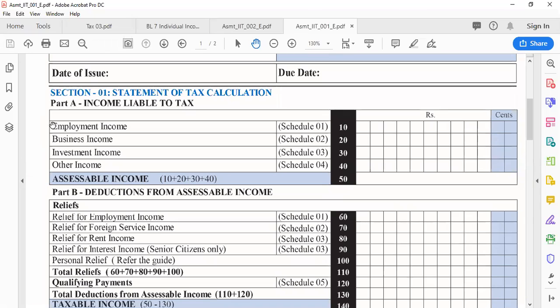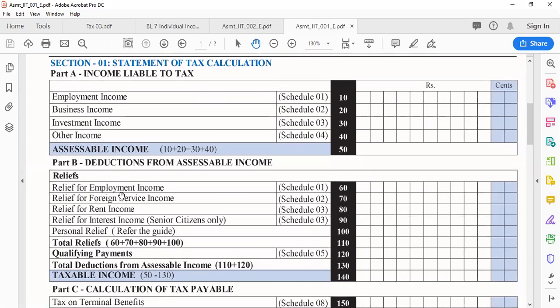So as we discussed earlier, there are 4 different types of income, sources of income. Number 1, employment income, business income, investment income, other income. The total of these 4 different incomes equals assessable income, right? So we have discussed there are many adjustments, and from today onwards we will discuss these areas: relief and qualifying payments.